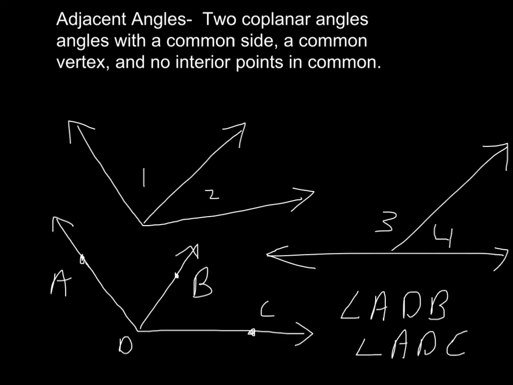However, you would not say angle ADB and angle ADC are adjacent angles because they do share interior points, such as point E right here would be on the interior of both angles. So those would not be adjacent angles. They do have a common vertex D, and they do have a common side, ray DA. However, since they overlap, they're not adjacent angles.